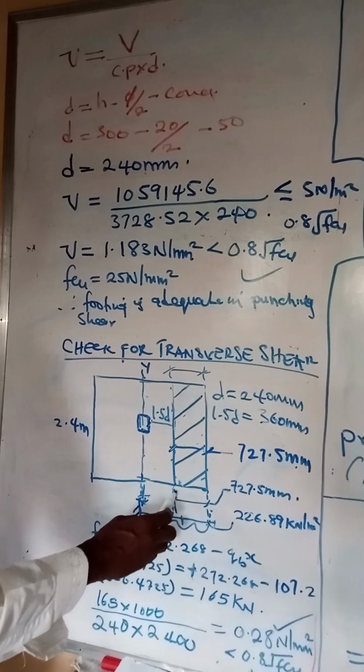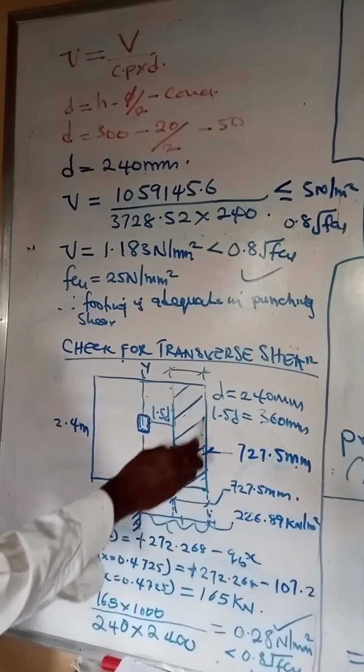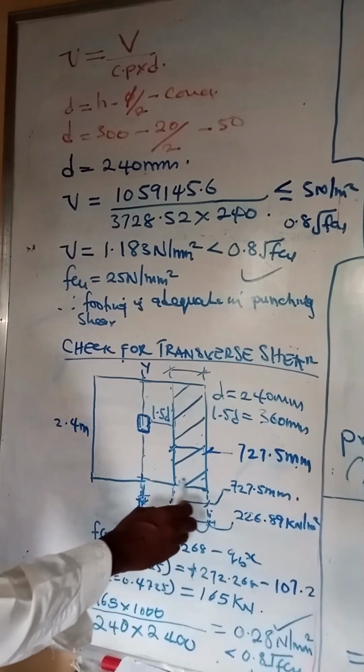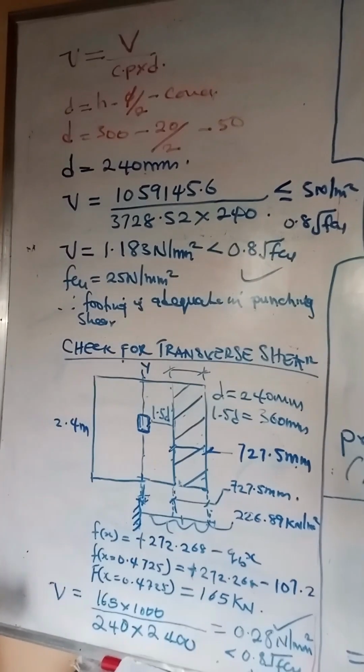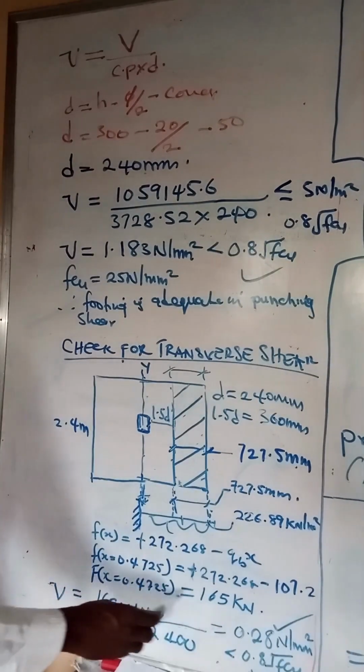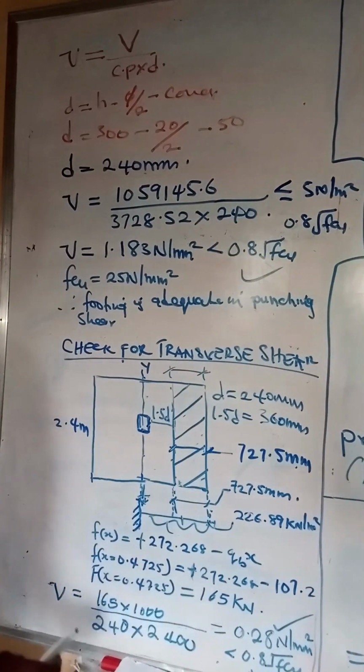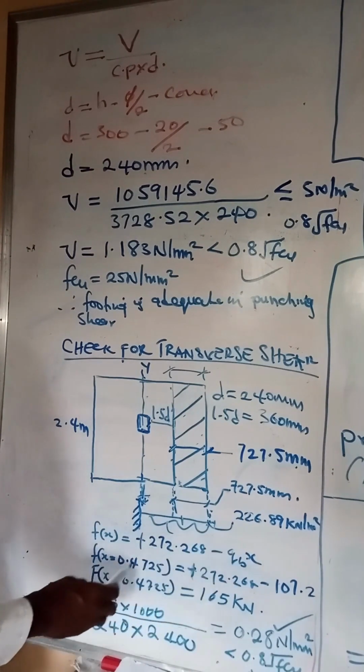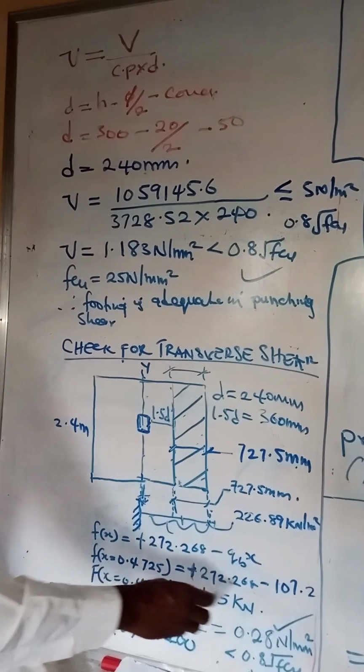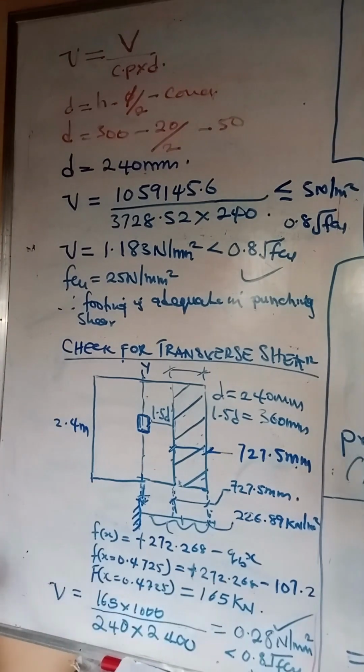So from this point is where we're interested in, the shaded area as well. The shear force from this point is what we're interested in. If we solve that out, substituting the value of S, which represents 0.7425, we'll have the shear force to be 165 kilonewton per meter. Now that is the shear force we want to check for transverse shear.